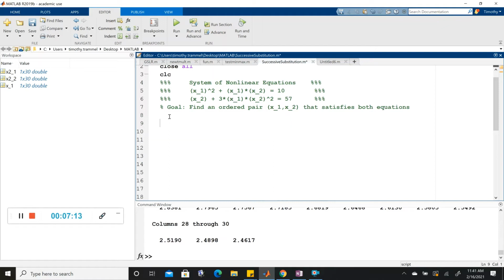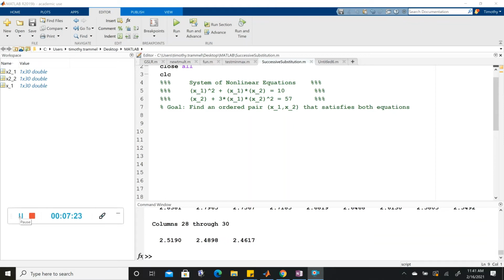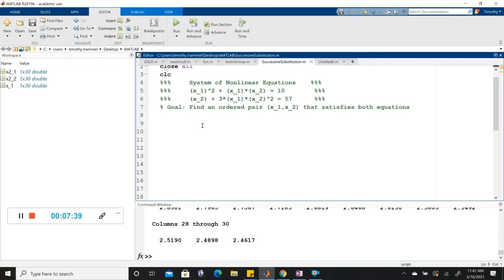And so now when we're thinking about successive substitution, or the Gauss-Seidel method, what we'd like to do is solve equation 1 for one of the variables and then equation 2 for the other variable. And if there was a third equation, then we'd solve the third equation for the third variable, and so on. Okay. And let's go ahead and solve the first one for, how about x2? That looks like the easiest approach there.